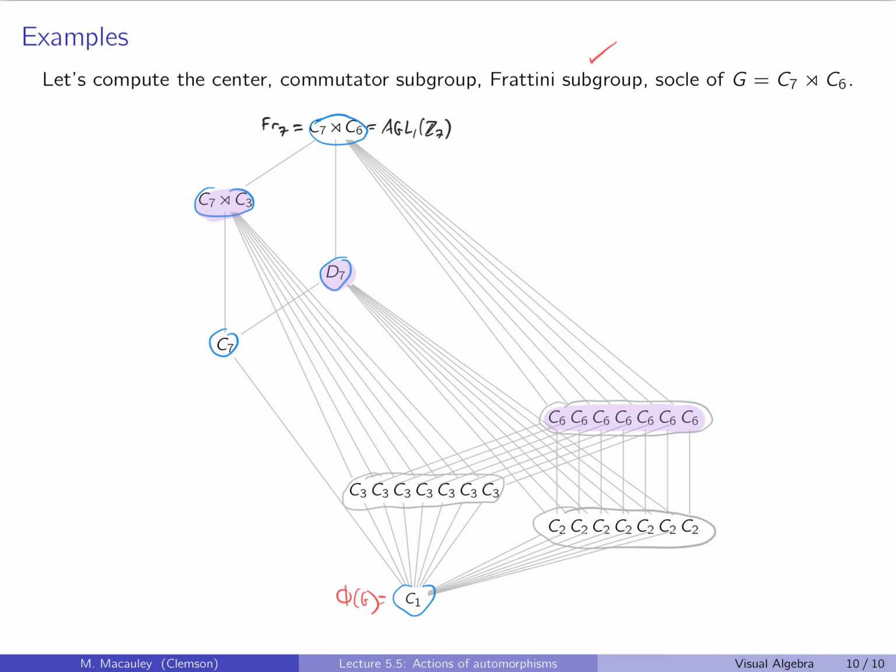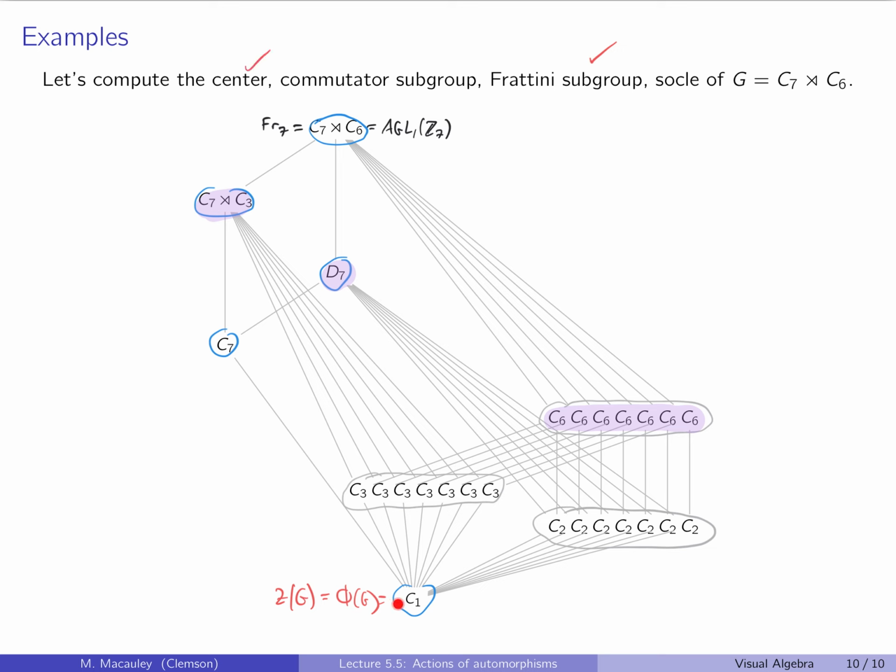We've also deduced that the center has to be trivial as well. Remember, we did that in chapter 4. The argument is because G mod the center can never be a non-trivial cyclic group. If this were the center, G mod the center would be C2. Here it would be C3, and here it would be C6. So these can't be the center. So the center's got to be down here. So that's the center.